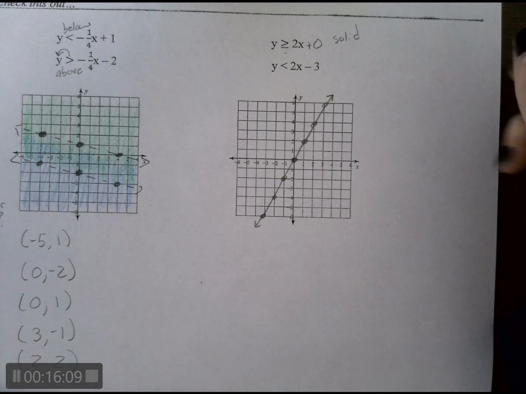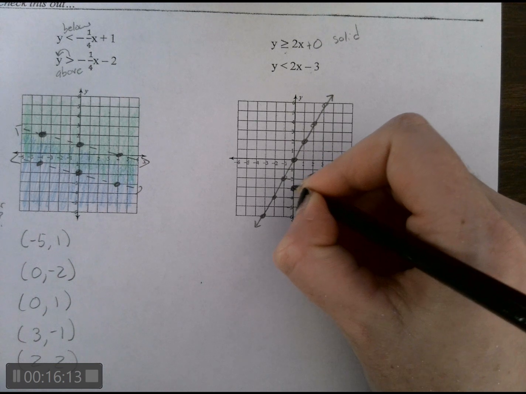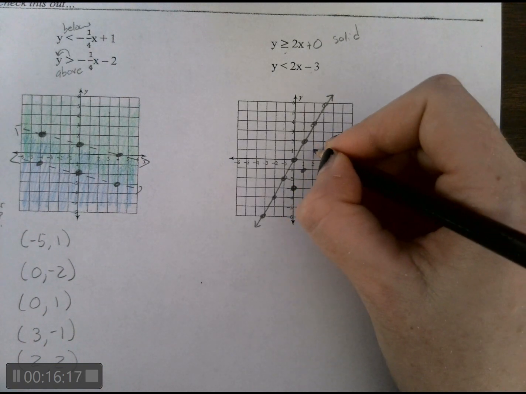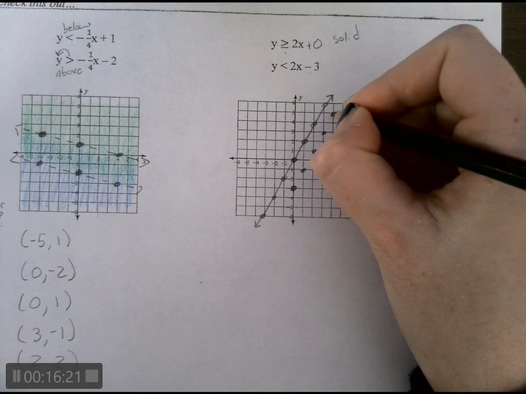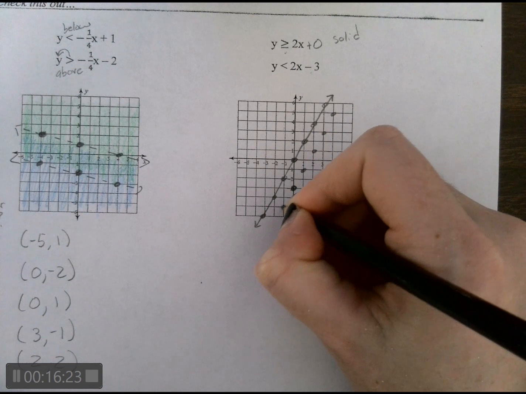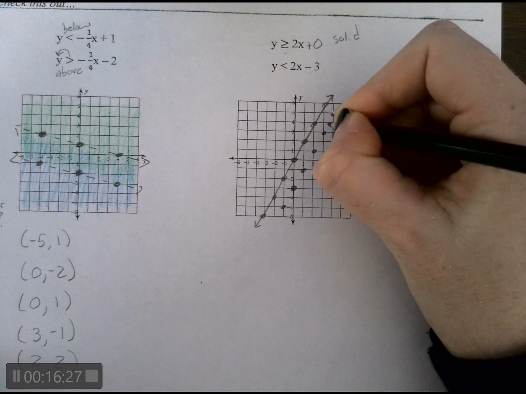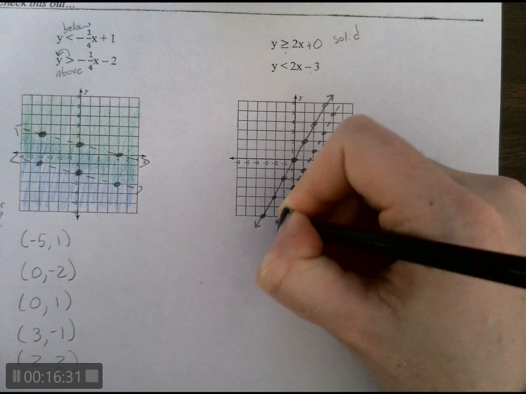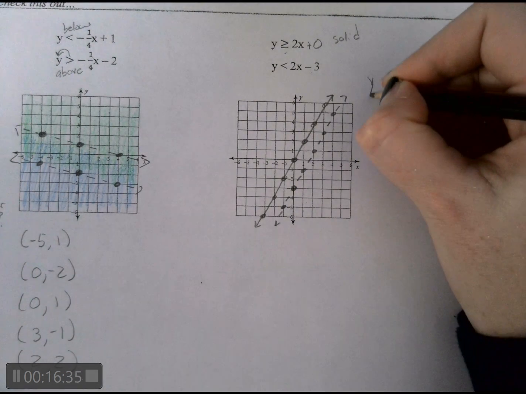Okay. And then for this one, we're going to start down at -3. We're going to go up 2 to the right 1, up 2 to the right 1, up 2 to the right 1, and then down 2 to the left 1. And then this one is going to be dashed. So you do the shading.